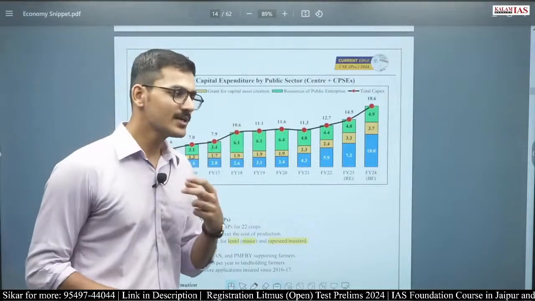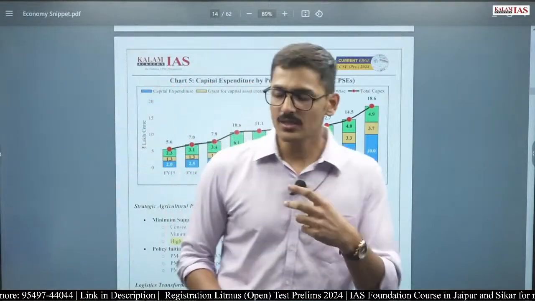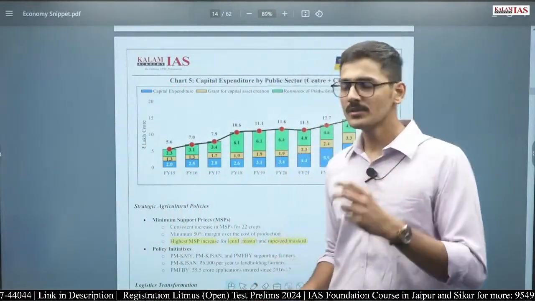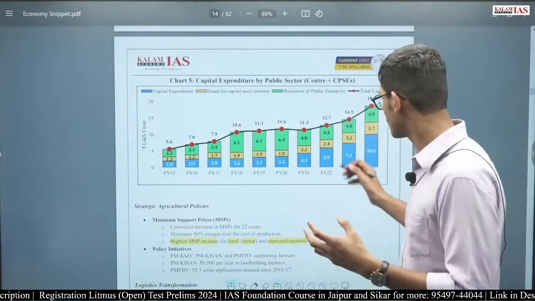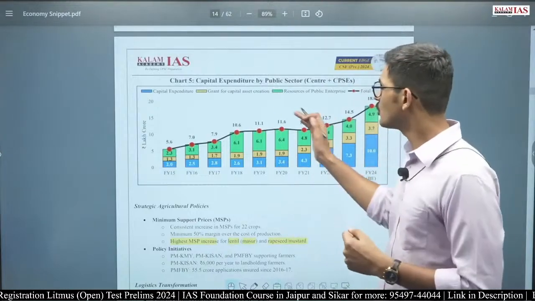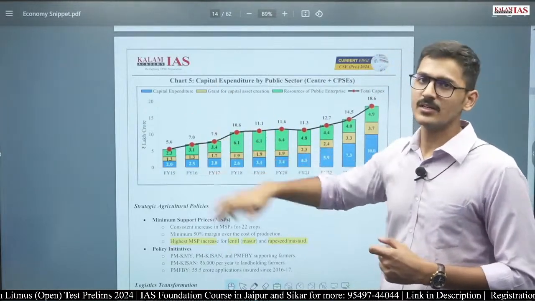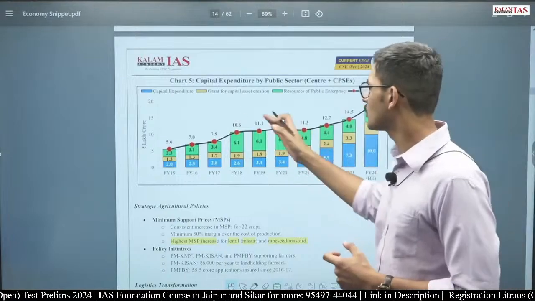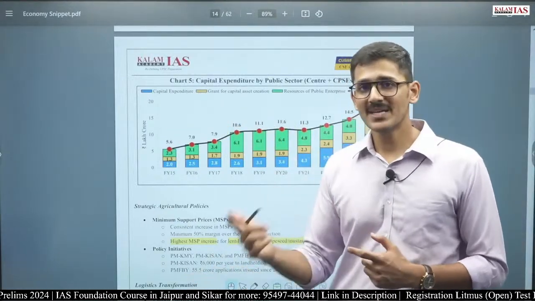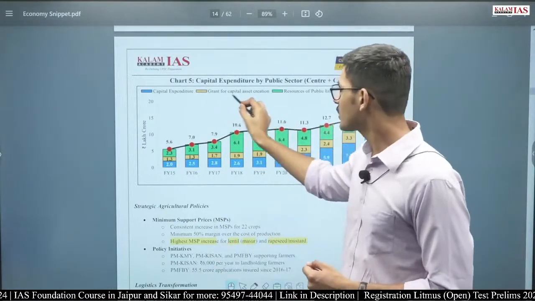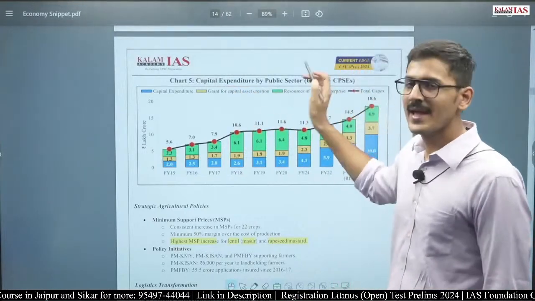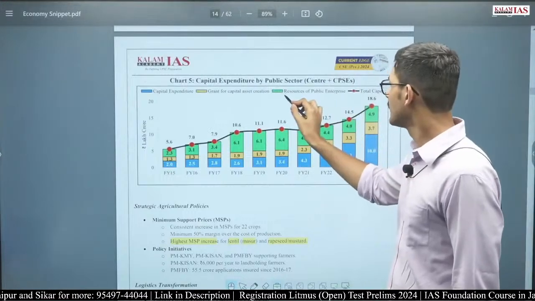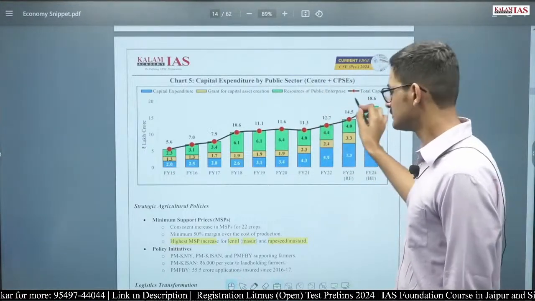These grants are provided by the central government either to the states or to the urban local bodies or the panchayats. So any grant provided by the center to the states or urban local bodies for the purpose of capital creation is part of grant for capital creation, and it is also part of capital expenditure by public sector, and it also includes the resources of public enterprises.